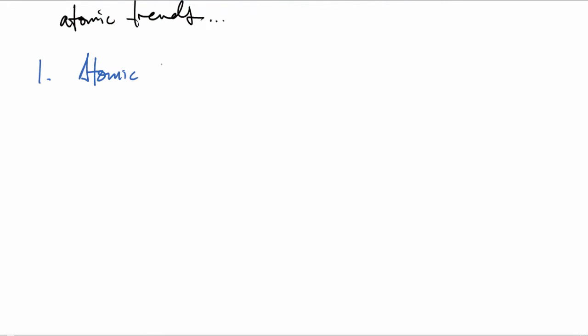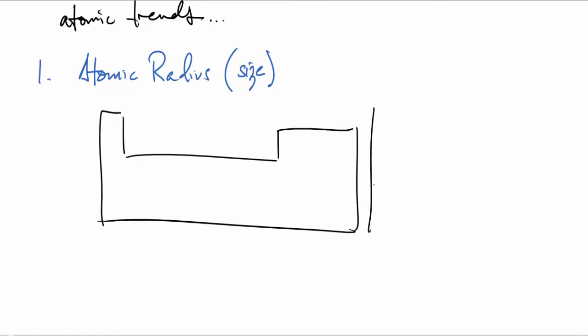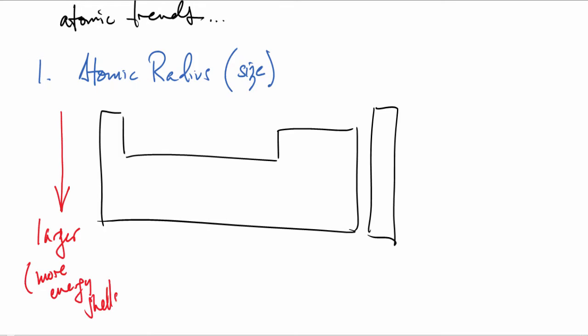The first trend I want to talk about is atomic radius, which is really just the size of the atom. So let's have a quick version of the periodic table here. Quickly sketch that up. And we have the noble gases on the right. As we go down the periodic table, we should be getting larger atoms. They have more energy shells. Each energy shell is bigger than the last, so they should be getting larger.